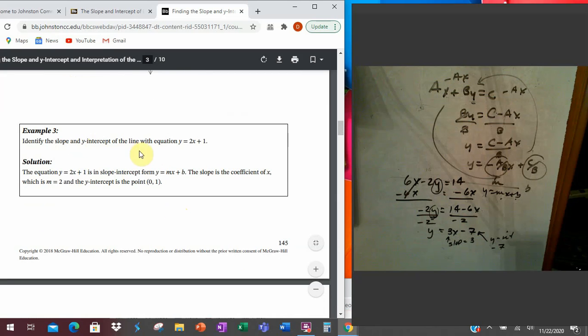So identify the slope and y-intercept. We've done this before. There's the slope, 2, and when x is equal to 0, all you're left with is y is equal to 1. Slope 2, and here's the point if you graphed it, where x is 0, y is 1.